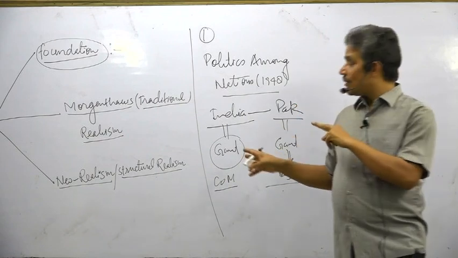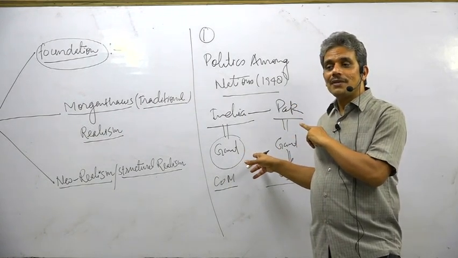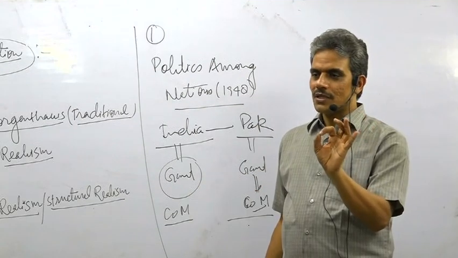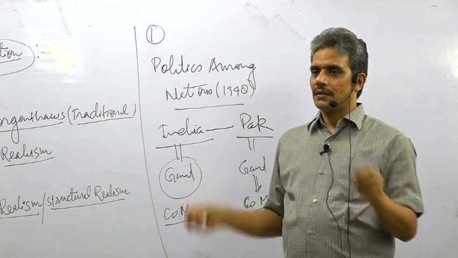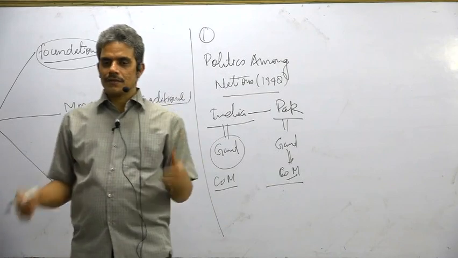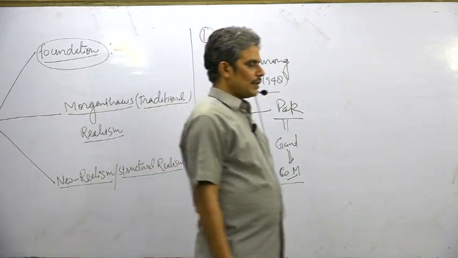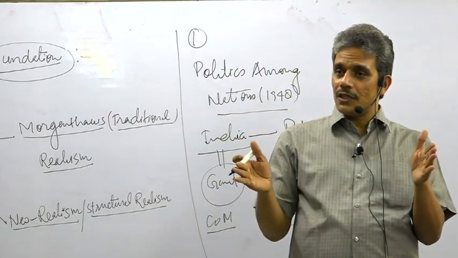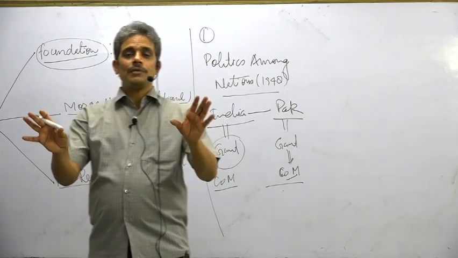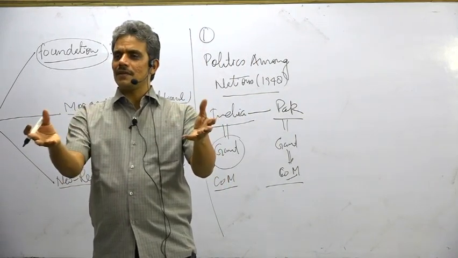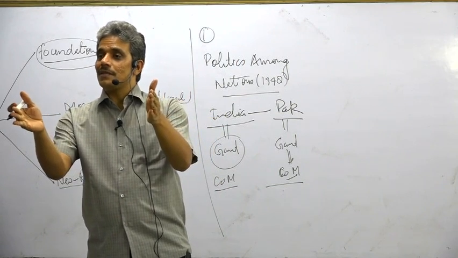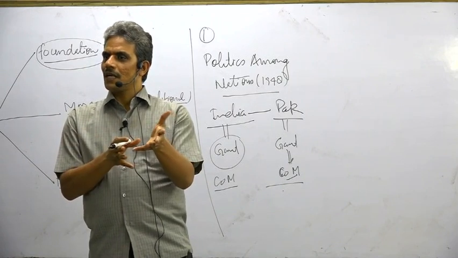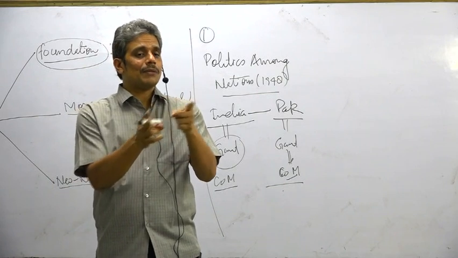So Morgenthau says that the reason behind the conflict in international relations lies in human nature. Morgenthau says that the basic reason behind the conflict in international politics lies in human nature. And if you want to establish peace in this world, the equation is very simple: change the human nature. Which is impossible.